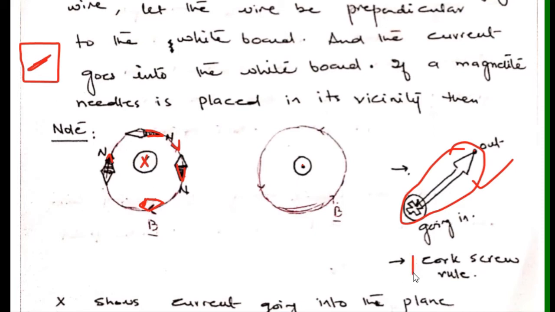Another way to see this is by the corkscrew rule. Most of you have seen a cork opener, where you have a spiral sort of a thing with a handle, and the other end pointed.